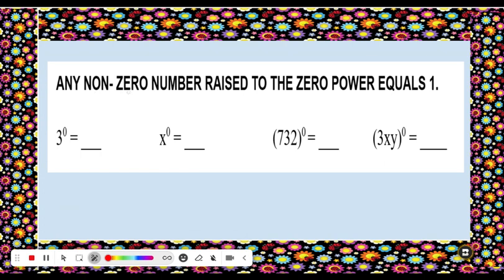Any non-zero number raised to the 0 power equals 1. Anything to the 0 power equals 1. 3 to the 0 equals 1. x to the 0 equals 1. 732 to the 0 equals 1. 3xy to the 0 equals 1.